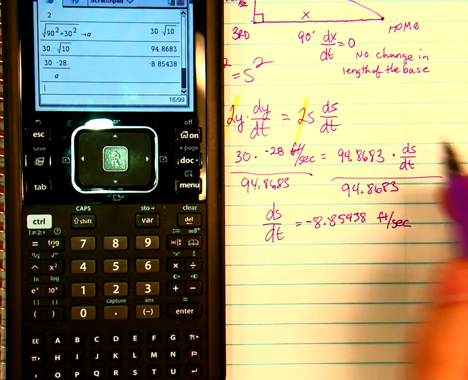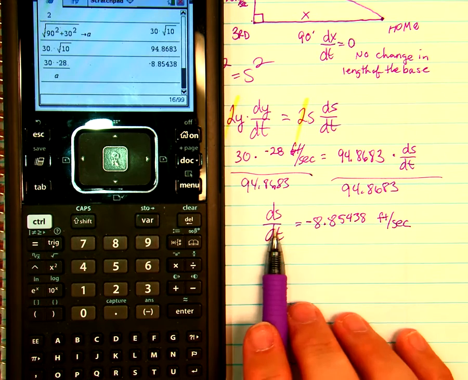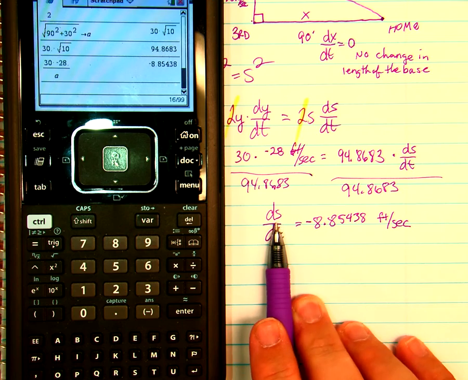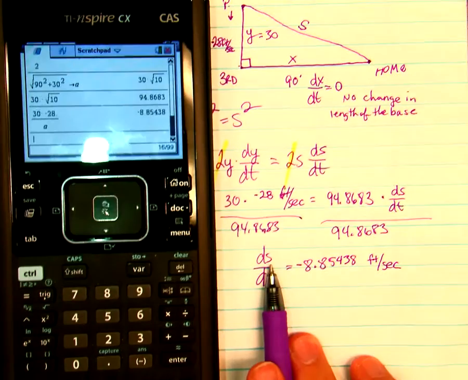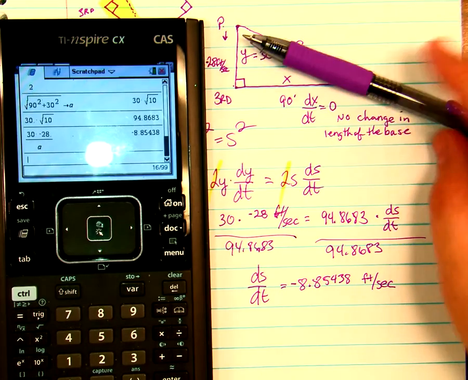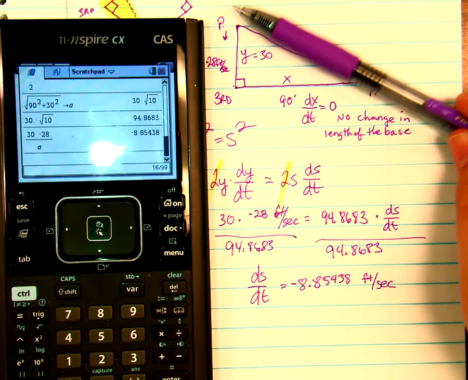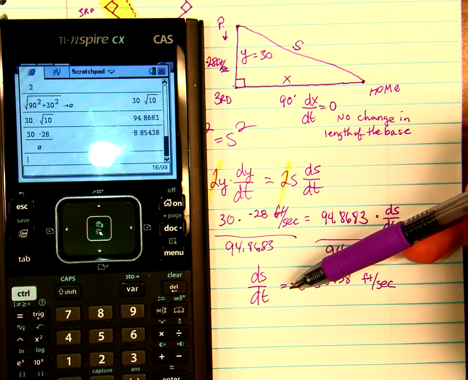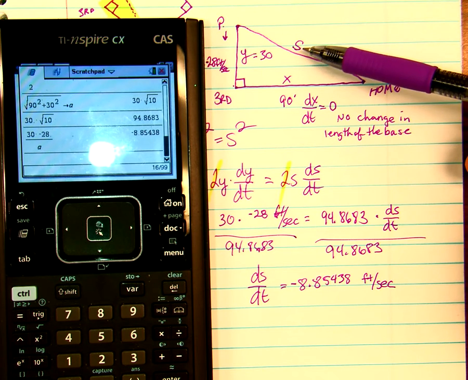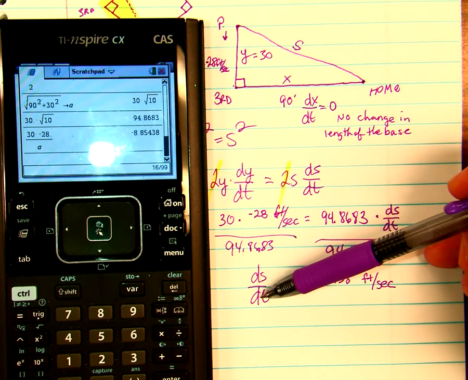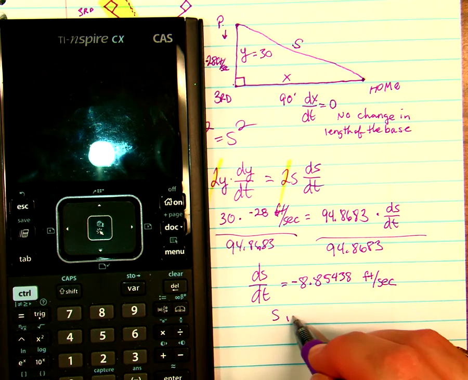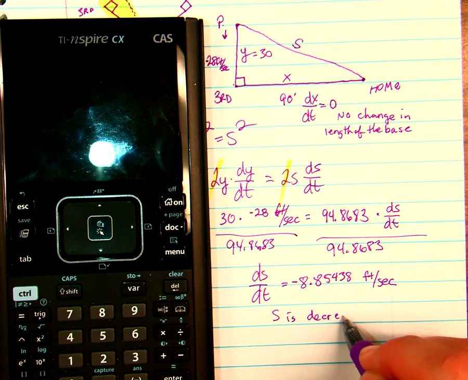Now, one of the big things is we have to analyze this. What is S in the problem? It's the distance between the runner and home plate. Now, does it make sense, or what does a negative rate of change mean to S? What's happening to S because ds dt is negative? Yeah, so S is decreasing.